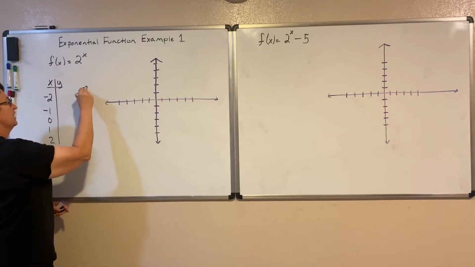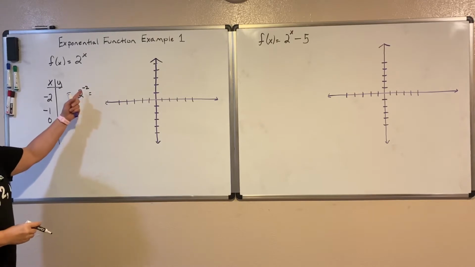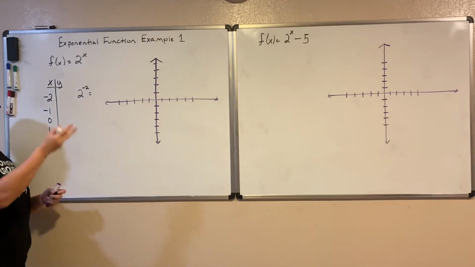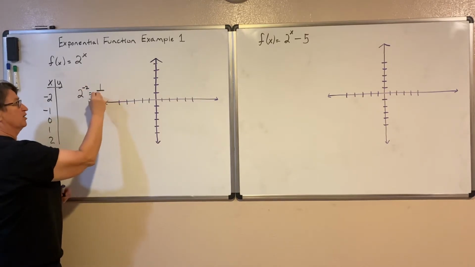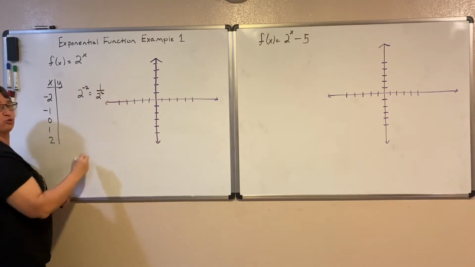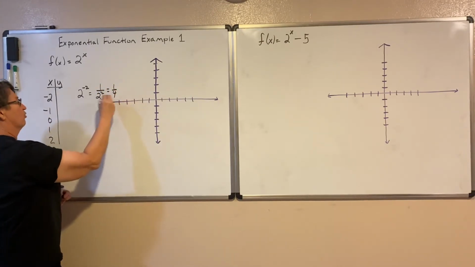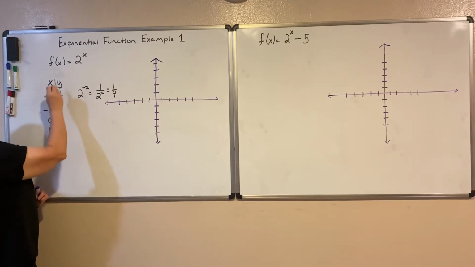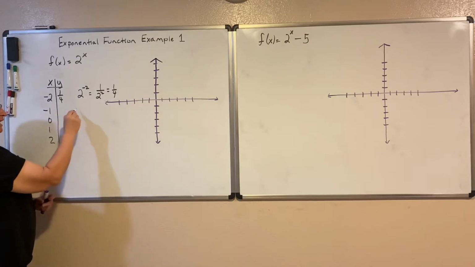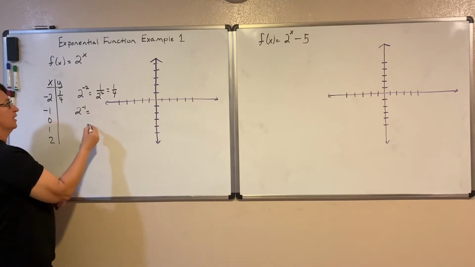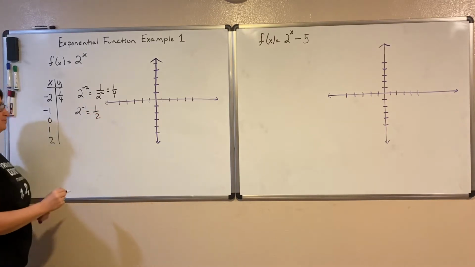So first, I'm going to substitute in the -2. So 2 to the -2 power. Remember that anything to the -1 power just reciprocates it. So this to the -2 power is equal to 1 over 2 squared. And 1 over 2 squared is 1/4. So when I input -2, we get out 1/4. I'm going to input -1, and I get out, remember that reciprocates it, 1/2.